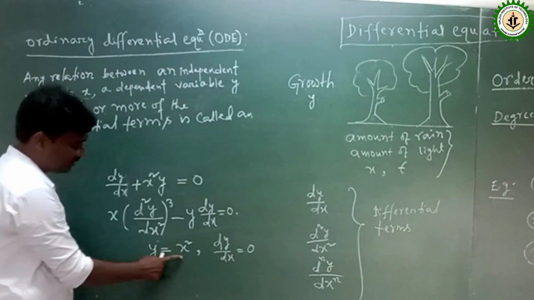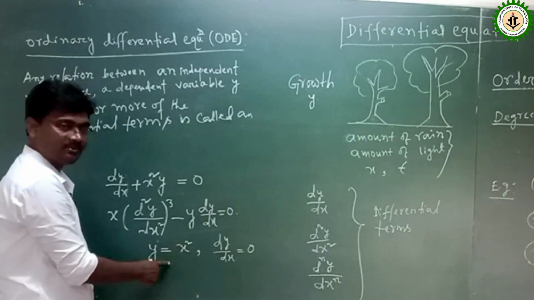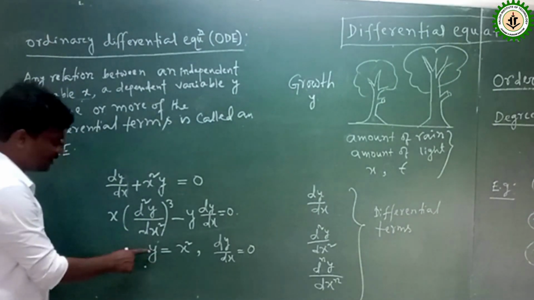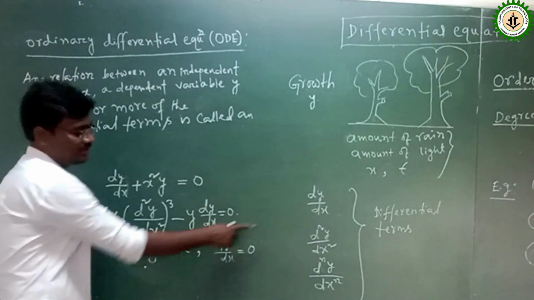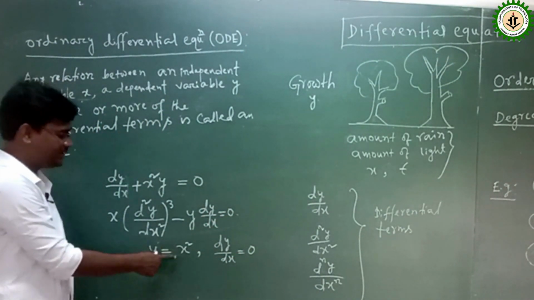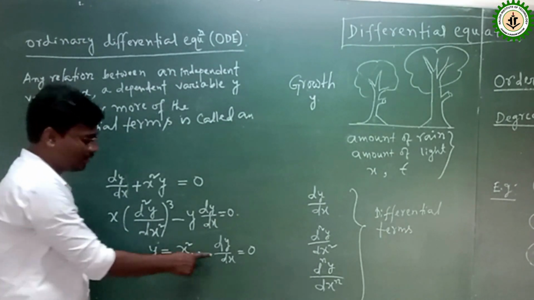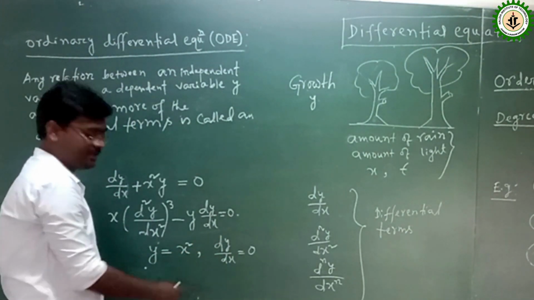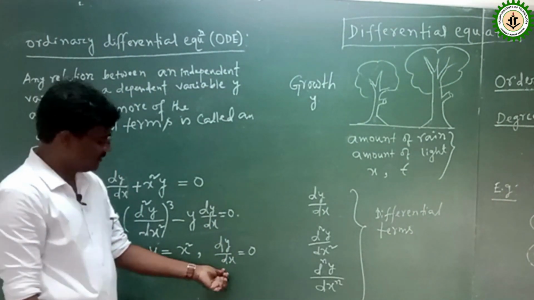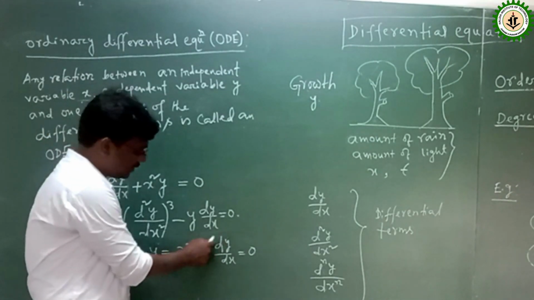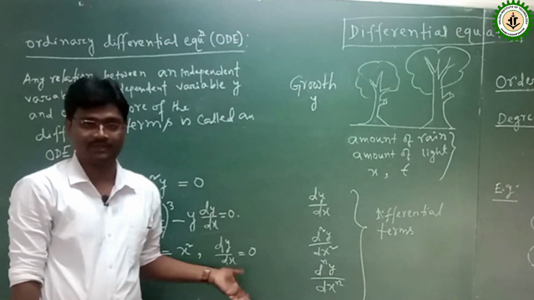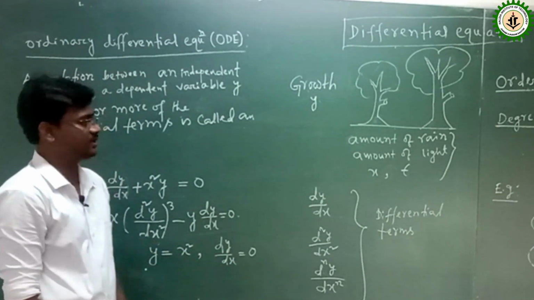Now look, y equal to x square. Is it a differential equation? No, this is not a differential equation because there is no differential term. So this is not a differential equation, this is an equation. Now look, dy by dx equal to 0. Is it a differential equation? Yes, this is a differential equation. Here dy by dx is the differential term, y is the dependent variable and x is the independent variable. So this is a differential equation.